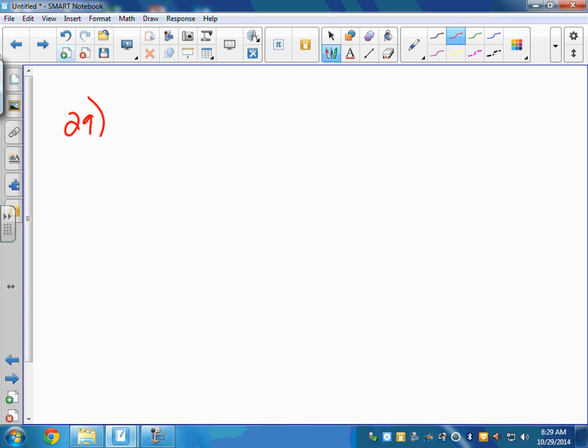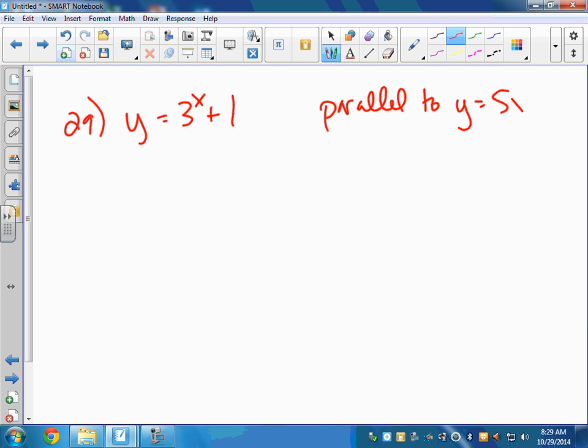Problem 29 says, at what point on the graph of y equals 3 to the x plus 1 is the tangent line parallel to the line y equals 5x minus 1? So if I want to know where the tangent line of this graph is parallel to this line, that's telling me I want where their slopes are the same, because that's what parallel means. The easy part is I can tell the slope of this line is 5.